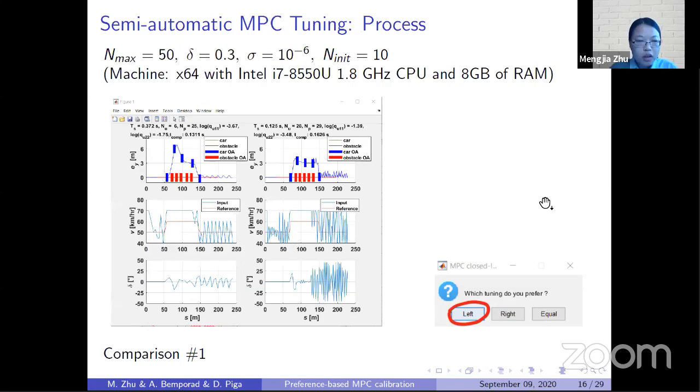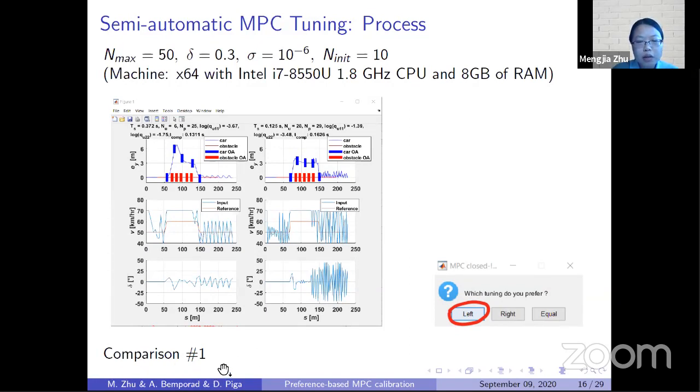The following slides will show the process of the calibration using the preference-based approach. In this case, the maximum number of experiments is set to 50, and these are the parameters in the GLISP configuration, which we set with these values. It is tested in the machine and in the MATLAB interface.